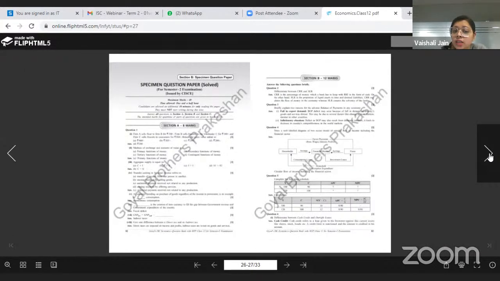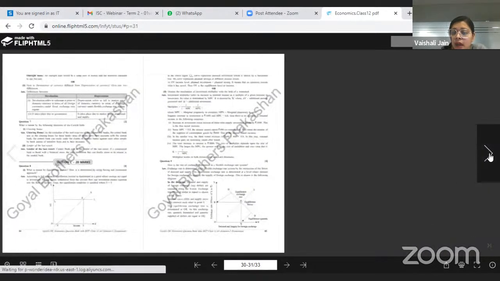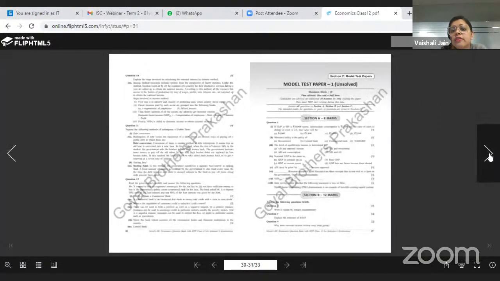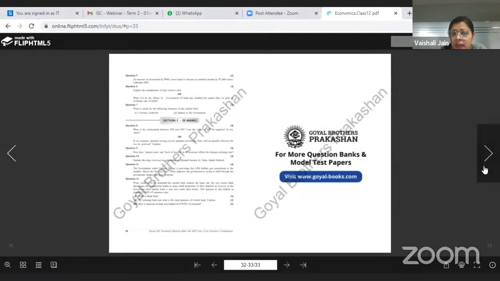Then it has the specimen paper issued by the council. And after that, there are 5 model test papers that are unsolved. So that is all there. I guess this will really help the child to go through the concepts properly during the exam and practice till that point. I would now like to open the floor for doubts. If anybody has any queries, they can write in the chat box.